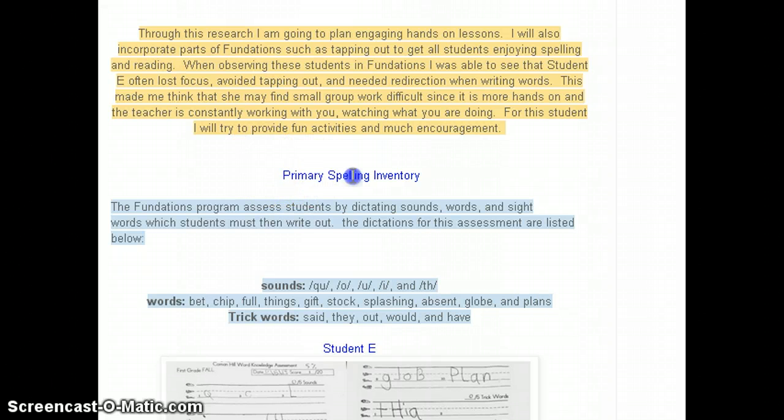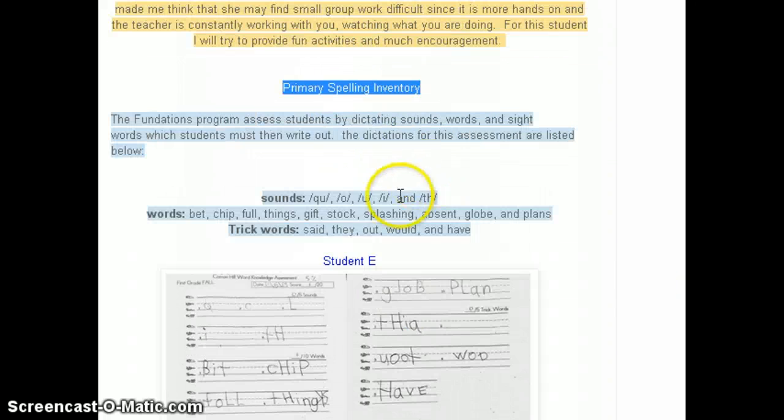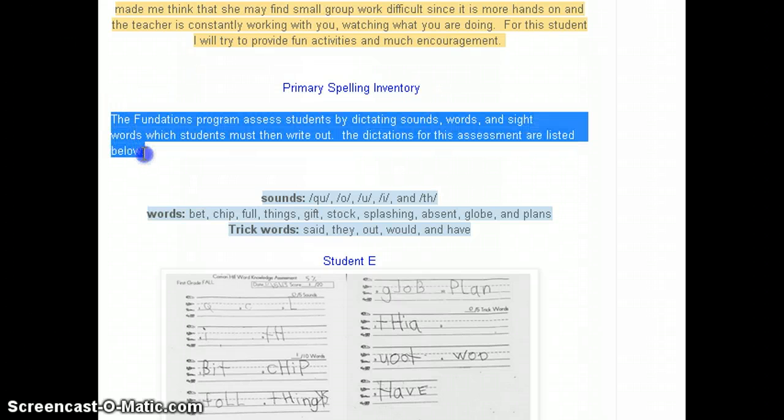Next, I wanted to talk about the primary spelling inventory. When I look at these student assessments, I realize that this is not the primary spelling inventory, that this is actually an assessment from the Fundations program. So I would just eliminate, unless you did the primary spelling inventory, and that would yield different results. But I would talk about here assessing the students, and then I would start to unpack it briefly here. The Fundations program assesses students by dictating sounds, words, and sight words, which the students must then write out.